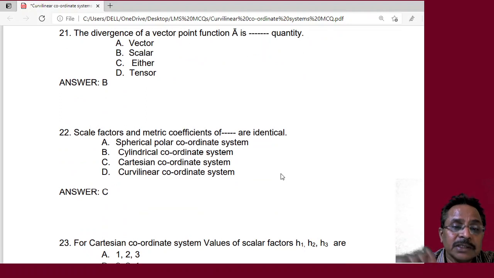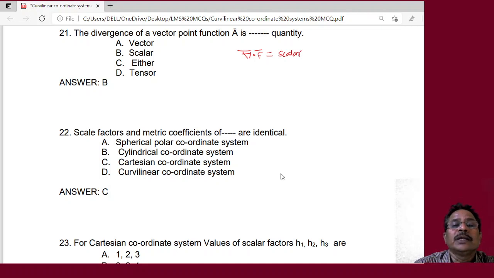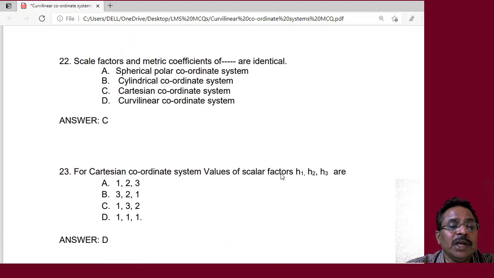Then question number 21: the divergence of the vector point function A bar. Irrespective of any coordinate system we are going to use, divergence is del bar dot F bar, a dot product of two vectors, which is always going to be a scalar physical quantity. Therefore the divergence of a vector point function is always a scalar physical quantity, and option B is the correct option for this question number 21.